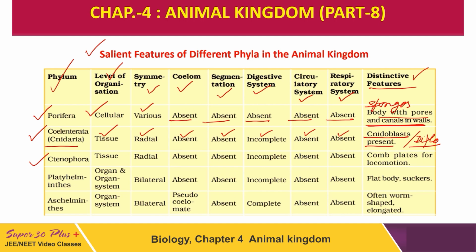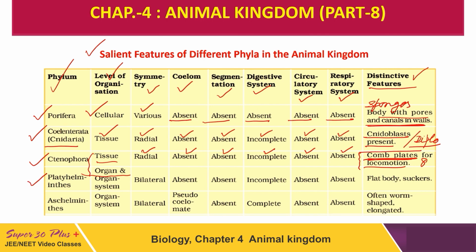Ctenophora. Tissue and organ grade of body organization is there. But the most important character, these are known as walnut organisms. Comb plates are there which are ciliated. 8 comb plates are there which help in locomotion. About symmetry, these are radially symmetrical. Coelom is absent. Segmentation is absent. Digestive system is incomplete. Circulatory system absent. Respiratory system is absent. Comb plates, that is locomotory organ, these are. Come to the next now.